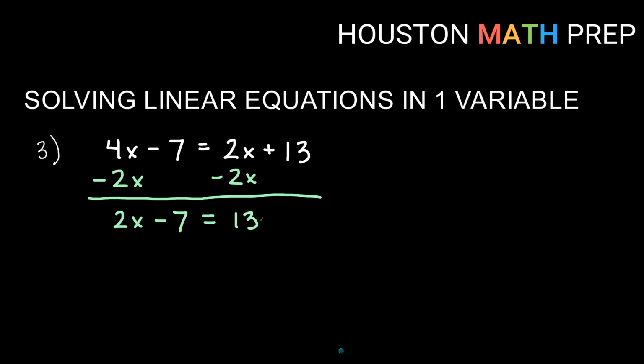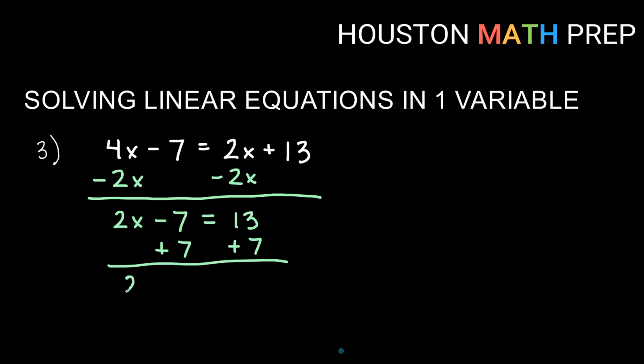We haven't done anything with that yet. And now this is starting to look like the first two problems that we did, right? I have an x term, I have minus 7 equals 13. So we just do this the way we would. Get rid of the term that is not the x term. So get rid of minus 7. The opposite of minus 7 is plus 7. So we'll add 7 to both sides.